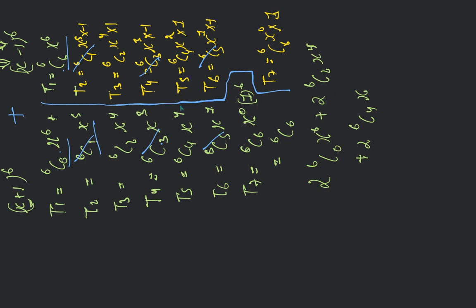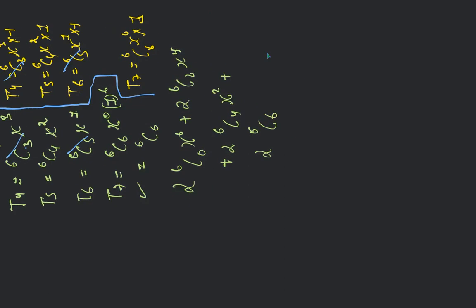Sorry for that, actually there's a calculation error. This is not 4, because x to the power n minus r, so 6 minus 4 will be 2, not 4. So this is 2 times 6C4 x squared. Talking about the next part, that is the last term, twice of this seventh term, that is nothing but 2 times 6C6. Can you see it?